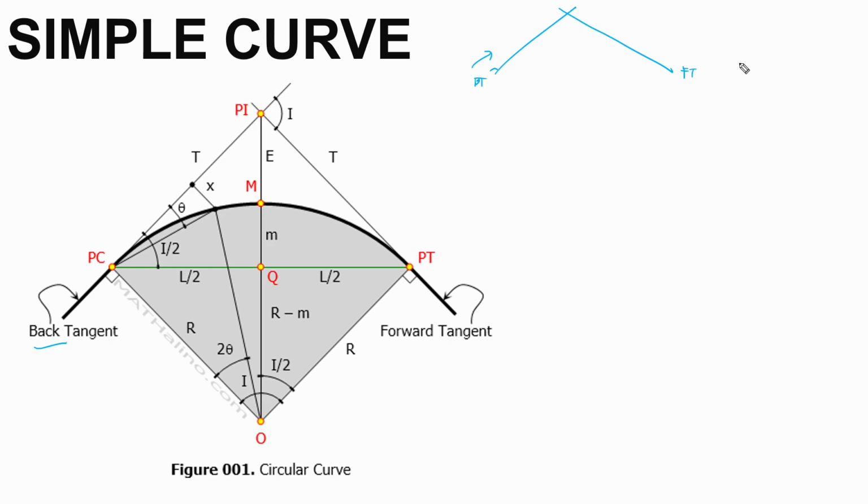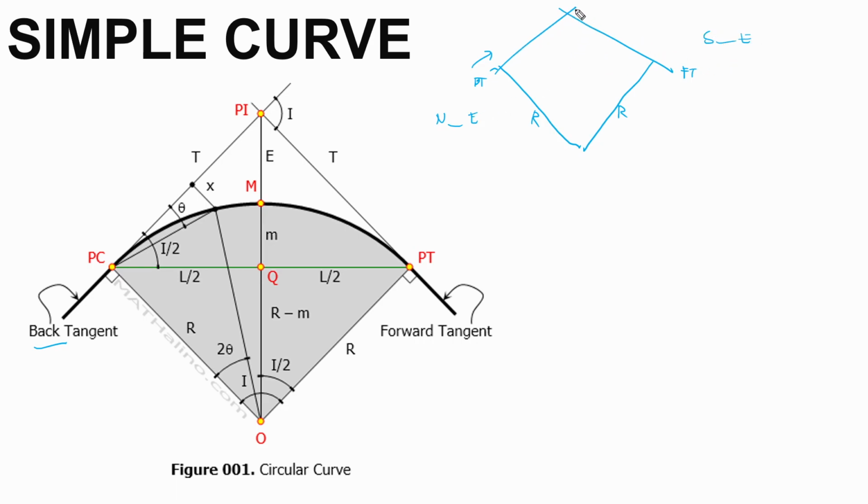Kapag nag-create ng ganyan, nagkakaroon tayo ng radius. Binibigay sa atin yung radius nung circle or nung curve na gagamitin. So, that is R for our radius. Syempre equal siya kasi circle siya. And then, yung back tangent and forward tangent natin, meron siyang bearing. This is north blank east and then ito is south blank east.